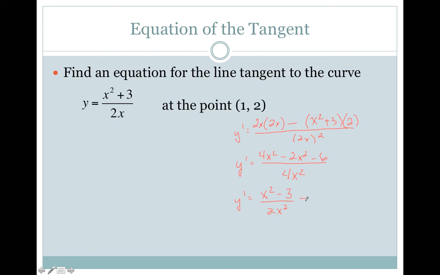But now I need to find the slope. So I need to find y prime at 1, which is 1 minus 3, which is negative 2 over 2, which is negative 1. So the equation for the tangent line is y equals negative 1 times x minus 1, because the coordinate has been given, plus 2. So that is point slope form and done. And guess what? You'll be asked to do this quite often. Find the slope of the tangent line, or find the equation for the tangent line at a particular point.